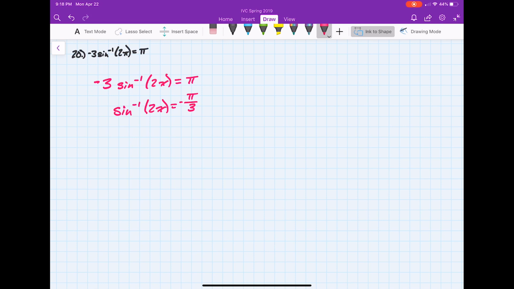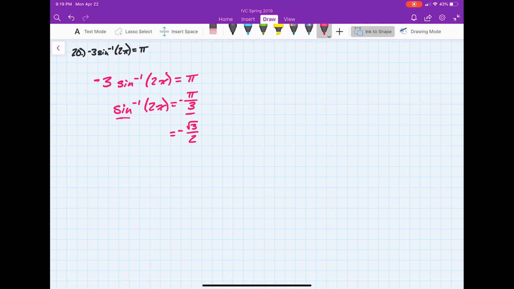Now, when is sine negative pi over 3? Well, that would be square root of 3 over 2 negative, right? So this is going to equal negative square root of 3 over 2, and that's 2x. That's all that's left on this side. So then we will divide this by 2, which is actually multiplying by 1/2. So we end up with square root of 3 over 4.